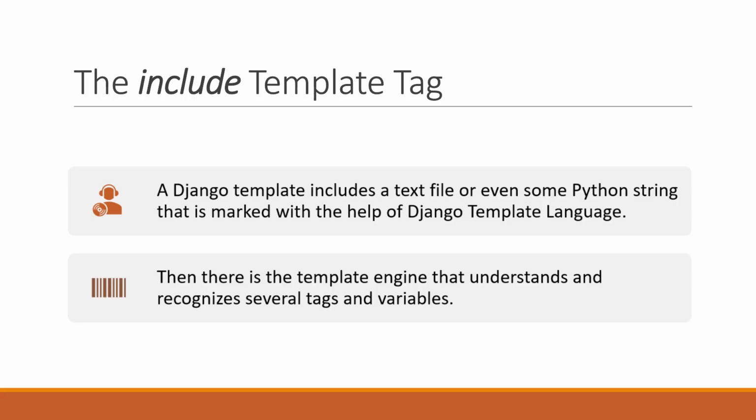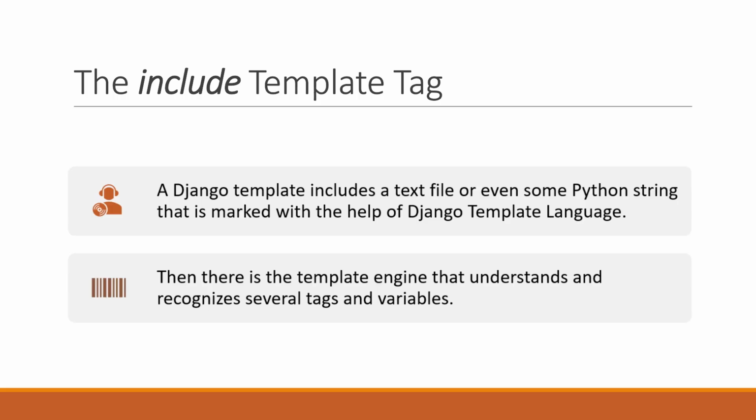Basically, a Django template includes text files or even some Python string that is marked with the help of Django template language. And then there is a template engine that understands and recognizes several tags and variables. In Django, a template is rendered with a context, and rendering a template executes tags and even replaces the value of the variable with their context dependent value. Now, we have already discussed how to use the context variable, template tags, and even filters in the Django template. So let us discuss this important template tag, which is the include tag.